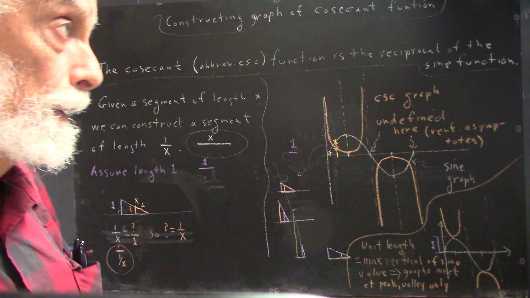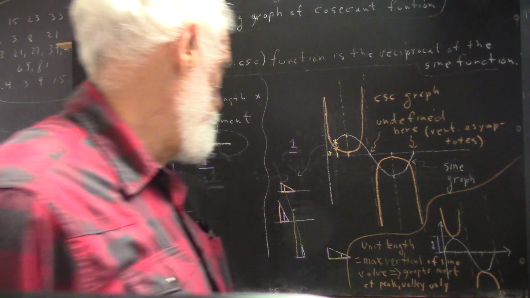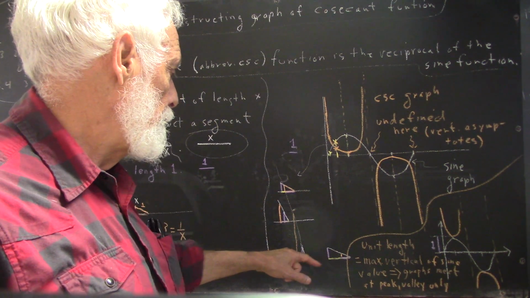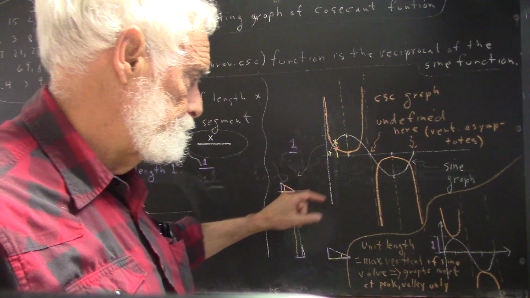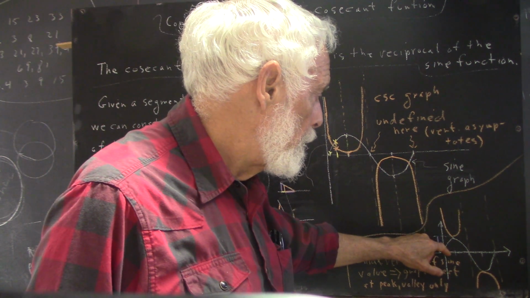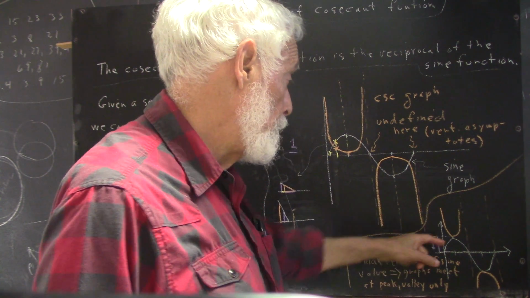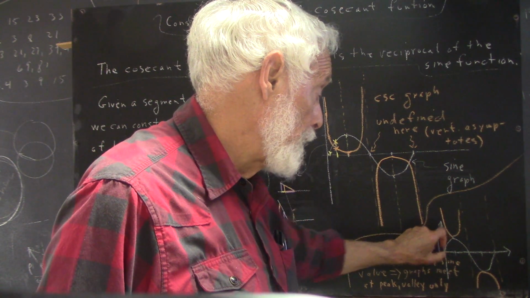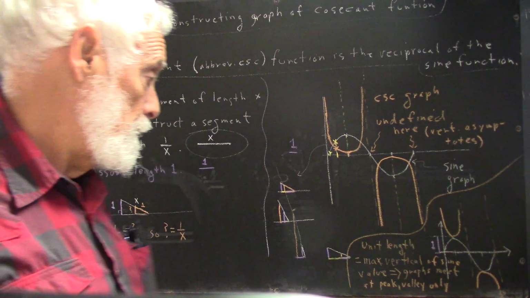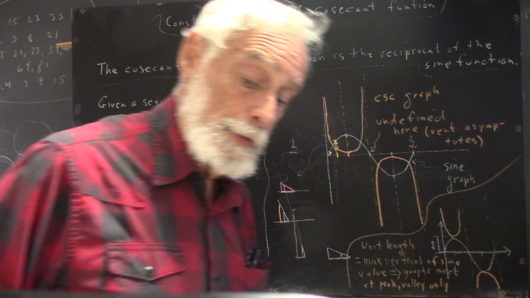And you should do that construction yourself and actually prove that. Prove that the vertical legs that you get to represent the y values of the cosecant function will always be longer, or at least as long as the segments that you use to represent the y values of the sine function.